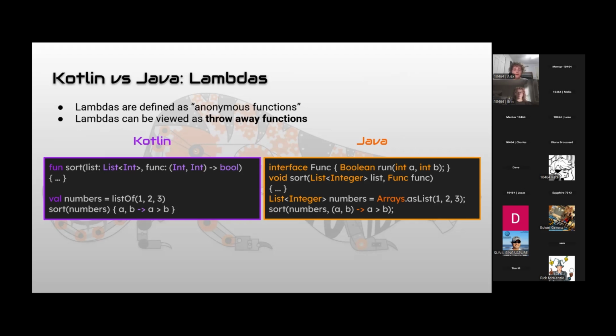But if we look at the Java side, you have to declare an interface, and then you have to put a run in there. So Kotlin just makes it significantly easier to use lambdas, and also lambdas are a massive part of our code base this year, and it would not have been possible without Kotlin.